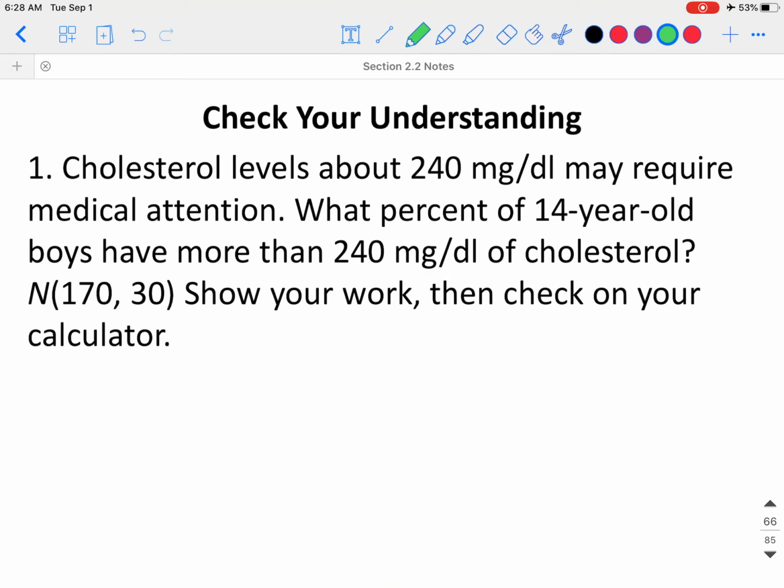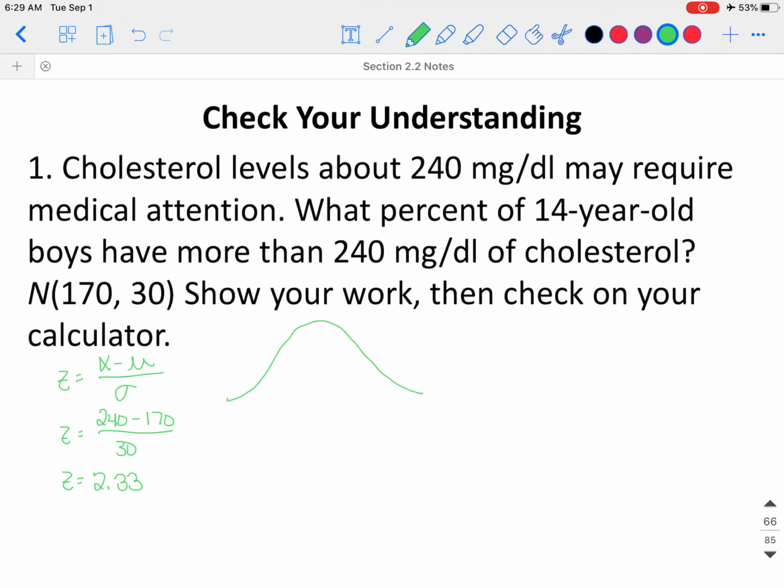So let's check our understanding. Cholesterol levels above 240 milligrams per deciliter may require medical attention. What percent of 14-year-old boys have more than 240 milligrams per deciliter of cholesterol, remembering that it's a normal distribution with a mean of 170 and a standard deviation of 30? So the first thing you need to do is find your z value. Remember, it's x minus mu over sigma. Our x value is 240, our mean is 170, and our standard deviation is 30. And this is going to give us a z-score of 2.33.